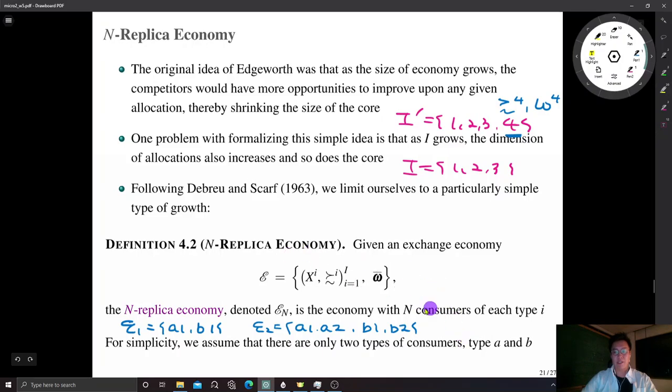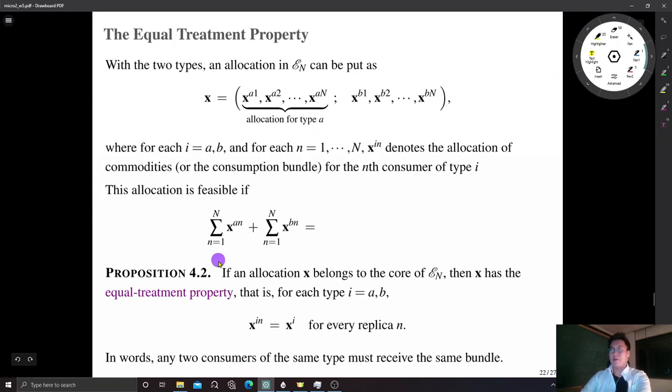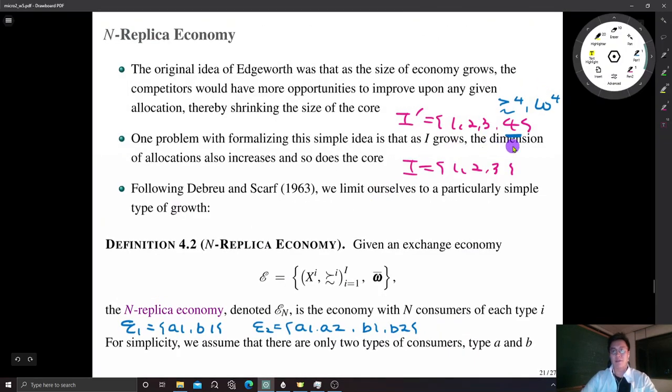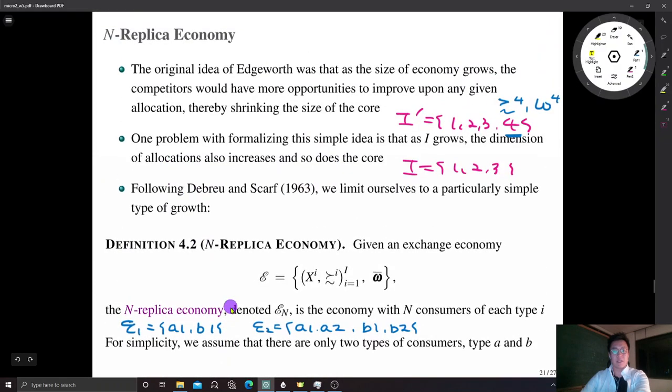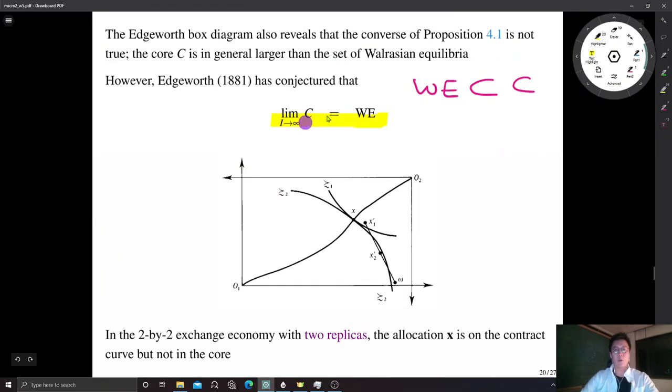So if we restrict attention to this type of growth, the way to increase the size of the economy is really simple. Now we increase the number of replicas. Okay, so now we let n go to infinity, and thinking about the core, we examine whether the core indeed shrinks to the Walrasian equilibrium allocation. Still we have to worry about the dimension of allocations, but it turns out that there is a nice way to handle this dimension issue. That is the so-called equal treatment property. So we're going to show that in a second. And then let me first show you the basic idea of this core equivalence theorem.